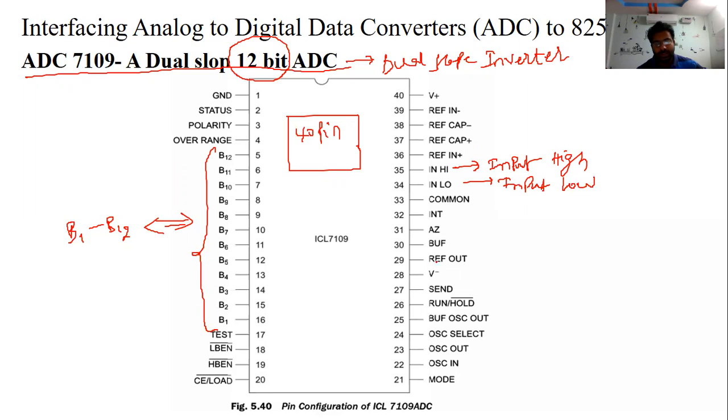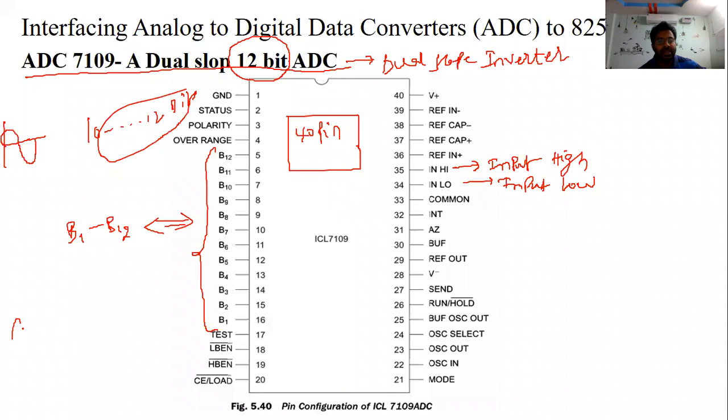So then buffer signal, then hold signal, then oscillator, then buffer oscillator signal. You can see it all in this one. So what is the meaning of this ADC? Again, this is analog to digital. But how many bits can it convert? Up to 12 bits is possible.